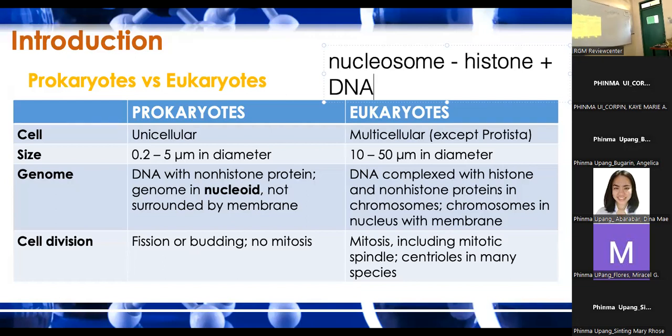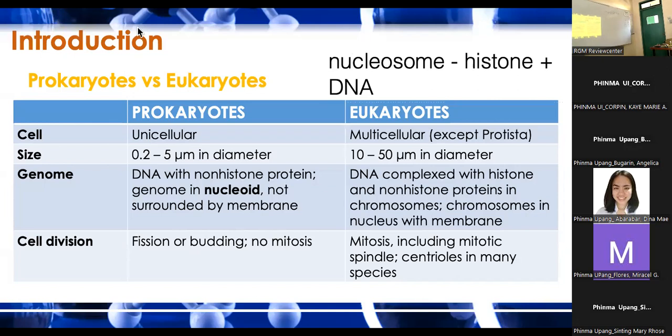70S. Yeah, so you have the 30S and the 50S ribosome. Remember, prokaryotes have the 30S and the 50S ribosome, the smaller ribosomal subunit and the larger ribosomal subunit.